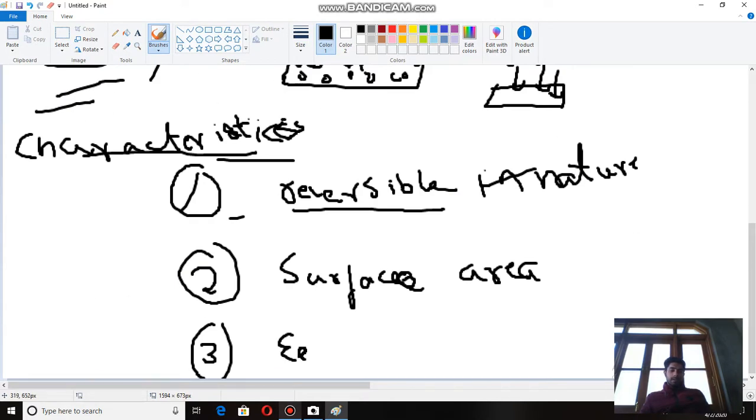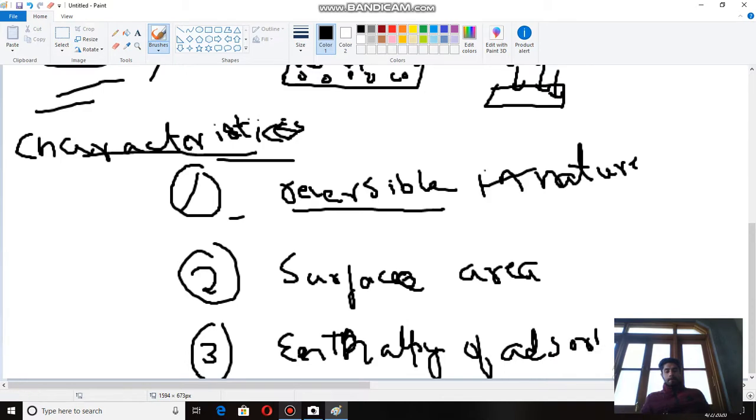That means the enthalpy of adsorption is small, less or small, whatever you say.